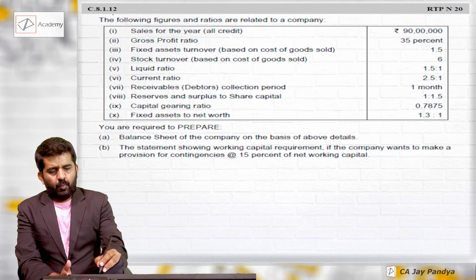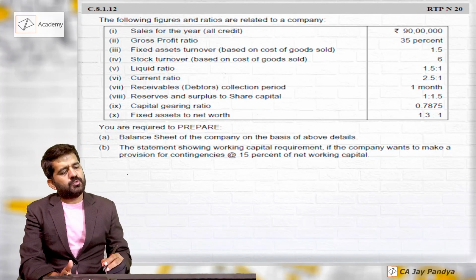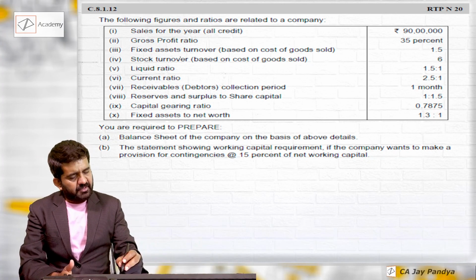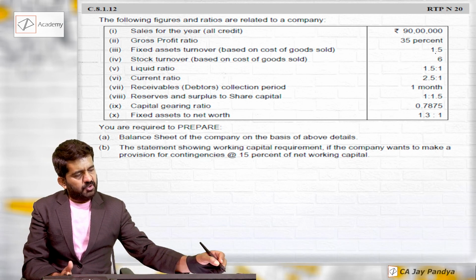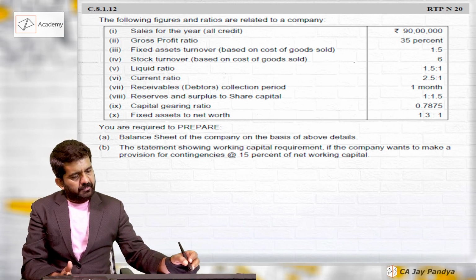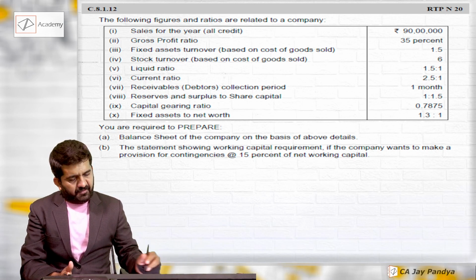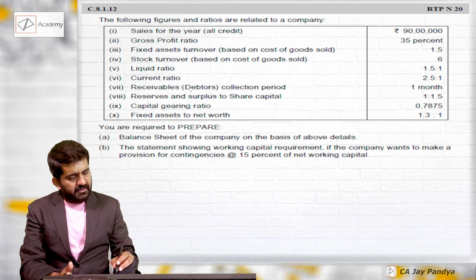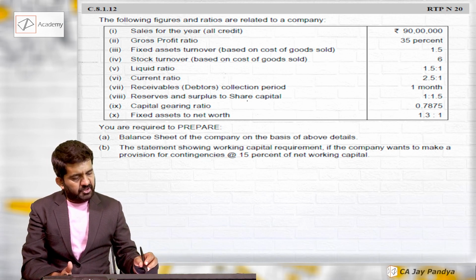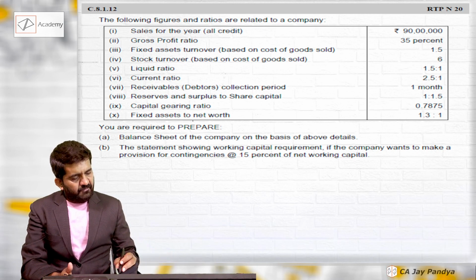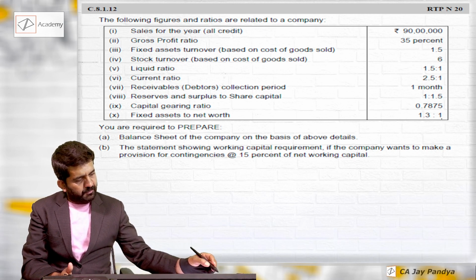See 8.1.12. The following figures and ratios are related to a company. Sales for the year, all credit, GP ratio 35%, fixed asset turnover ratio based on COGS 1.5, stock turnover based on COGS 6, liquid ratio 1.5:1, current ratio 2.5:1, receivables, debtors collection period is 1 month, reserves and surplus to share capital is 1:1.5, capital gearing ratio is 0.7875, fixed asset to net worth is 1.3:1.